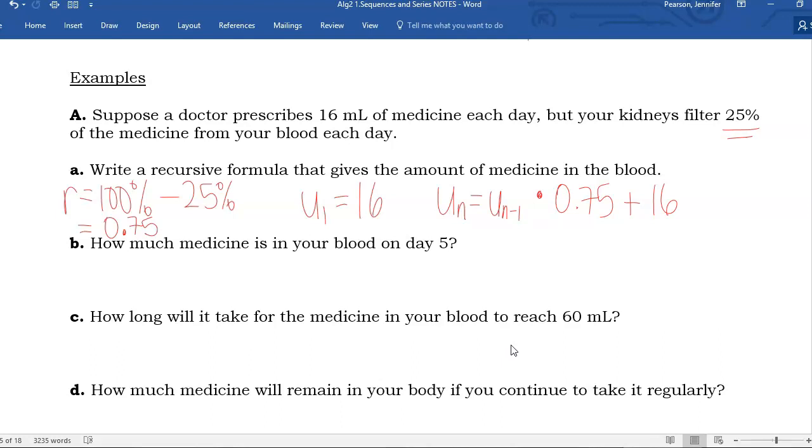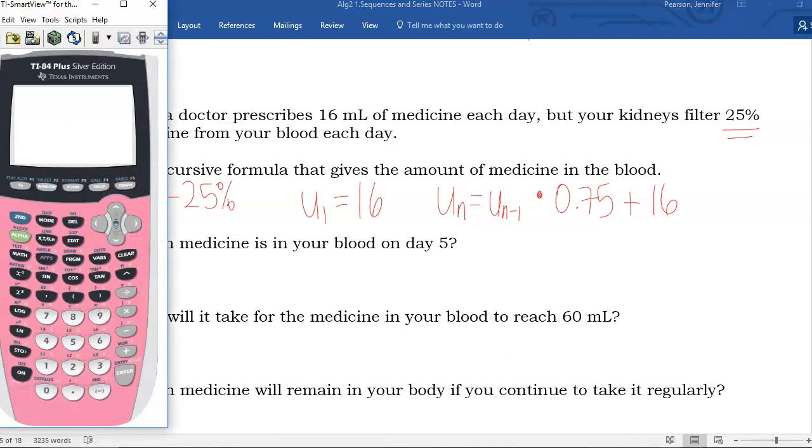How much is in your blood after 5 days? So I'm going to go to my calculator for this. We do have our formula right here. I know to start with 16 on day 1. And then I'm going to times by 0.75, but also at the same time plus 16. And now I want to get to answer 5. So that's day 1, day 2, day 3, day 4, and day 5.